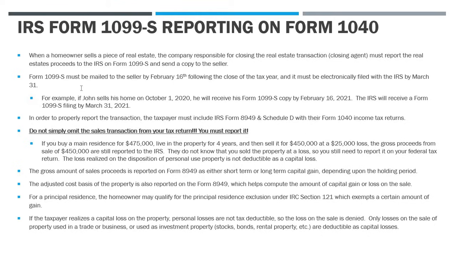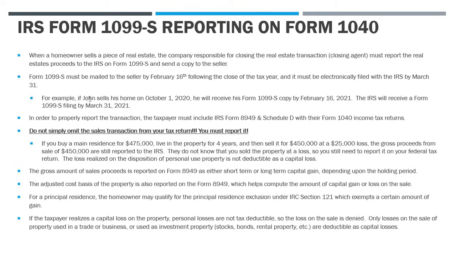copy to the seller. So this is generally mailed to the seller by February 16th following the close of the year where the property was sold. And then a copy is electronically filed with the IRS by March 31 of the same year. So for example here, if John sells his home in October 2020, he's going to get a 1099-S sometime on or before February 16th, 2021. And then the IRS is going to receive a copy of that by March 31st, 2021. And that again is filed generally electronically by the closing agent.